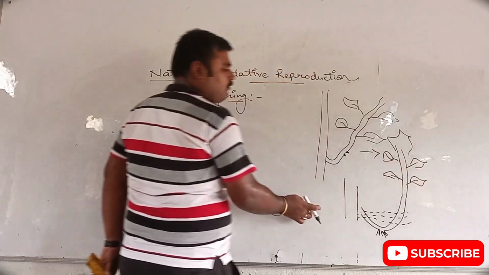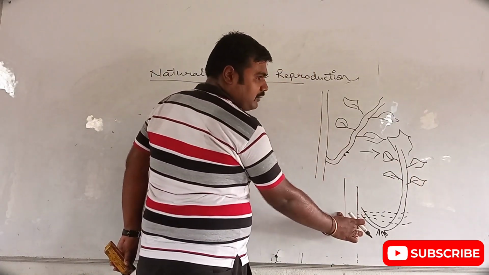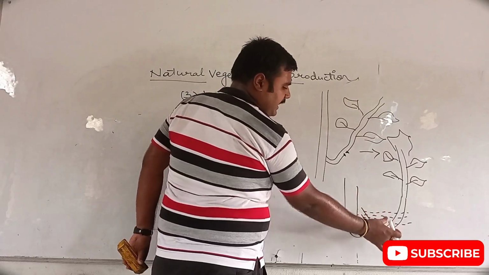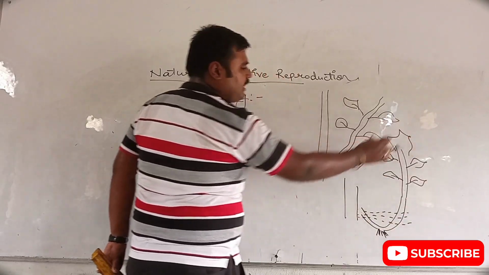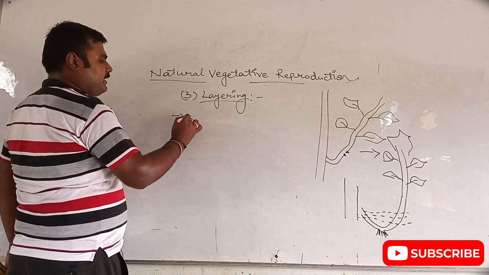So now here what we can see, a complete plant was there, but when it is being detached, a different plant is being developed. What is done in layering?